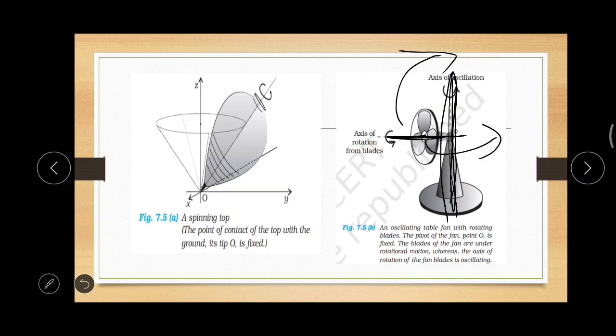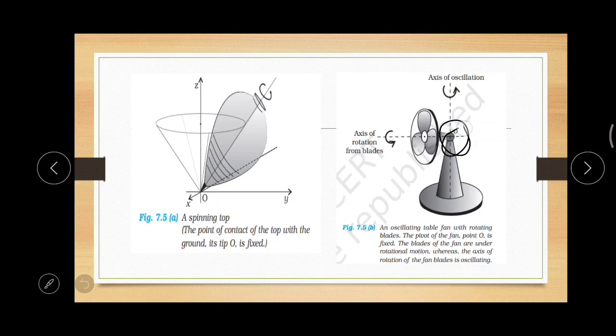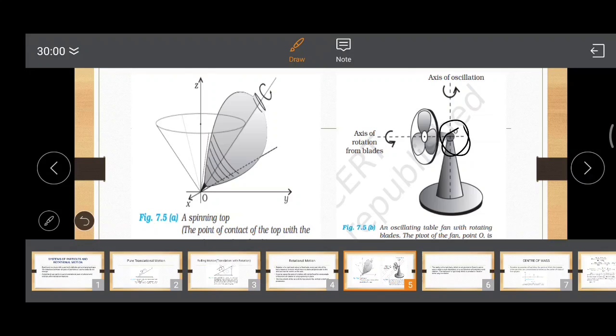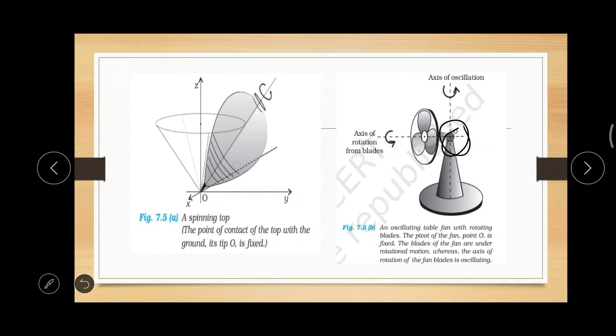So here, as a result of this oscillation, the point is fixed over here. The point of rotation is here, that is at O, and along with that rotation, the spinning is also happening. The face of the fan is also changing. That means the axis of rotation is changing continuously.